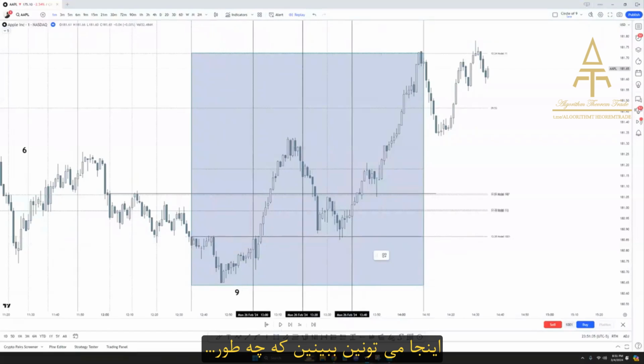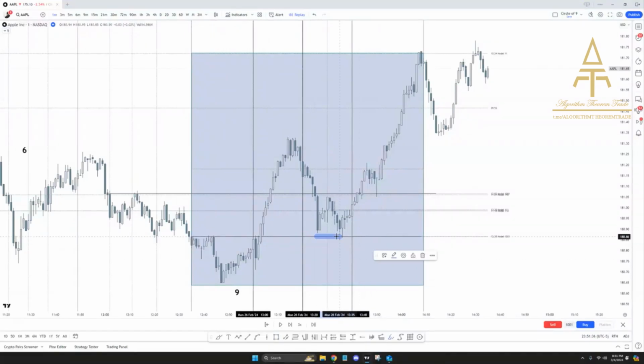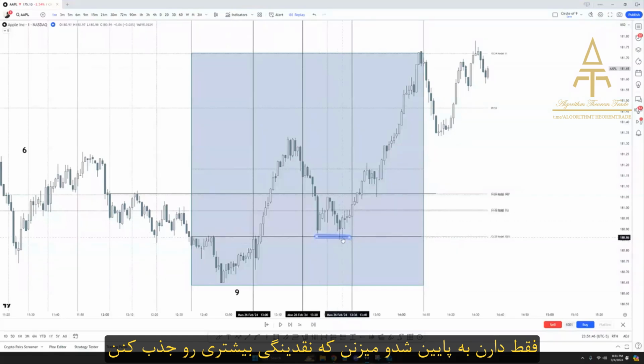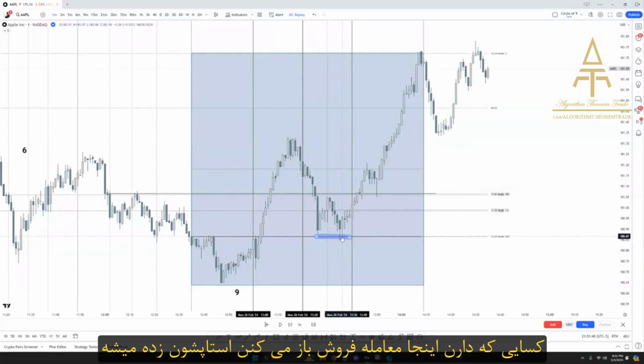So right here, you could see how market makers are buying there specifically. They're not closing with the body below it. They're just wicking down, grabbing more liquidity. People shorting here are going to get duped.